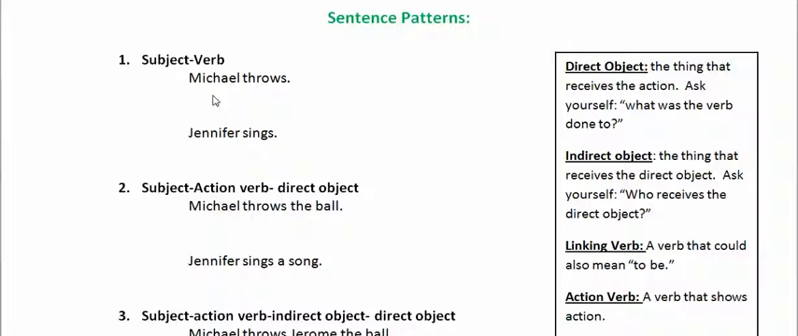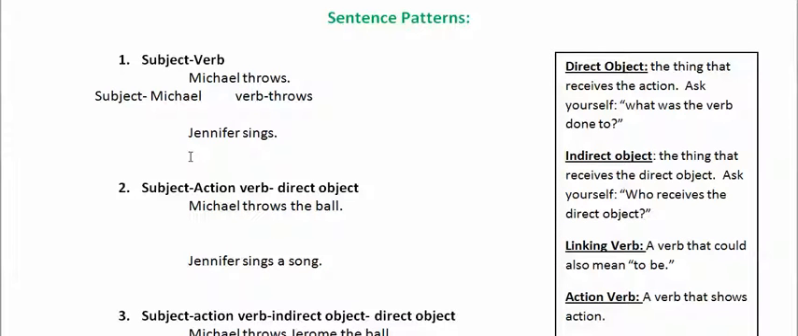So we're going to look at our first example. Michael throws. If I'm thinking to myself, what is the subject of this sentence? I'm asking, what is doing the action? Michael is doing the action. So the subject of this sentence is Michael, and the verb is throws. And throws is actually an action verb, as I see over here, because it is a verb that shows action.